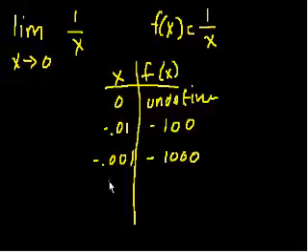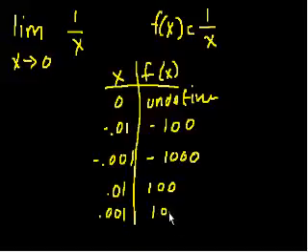Similarly, when you go from the other direction, when x is 0.01, there you get positive 100, right? When x is 0.001, you get positive 1,000. So as you see, as you approach 0 from the negative direction, you get larger and larger negative values, or I guess smaller and smaller negative values. And as you go from the positive direction, you get larger and larger values.